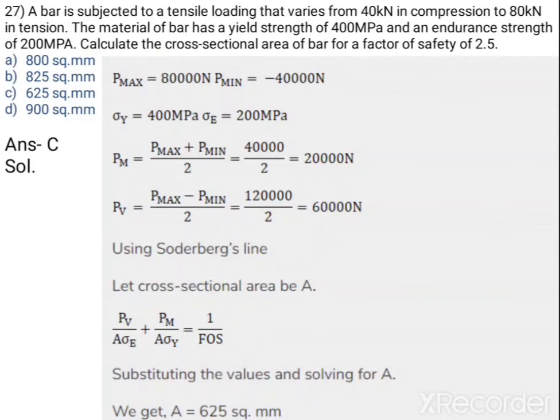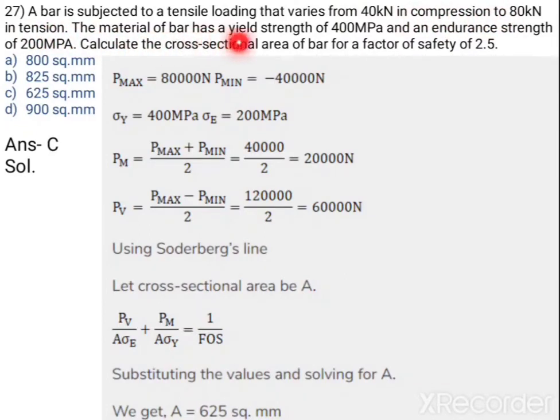Just check question number 27, it is from fatigue. A bar is subjected to a tensile loading that varies from 40 kilonewton in compression to 80 kilonewton in tension. Okay, so 40 kilonewton in compression. So carefully you have to take P minimum value as minus 40 kilonewton, because it is in compression, and 80 kilonewton in tension.